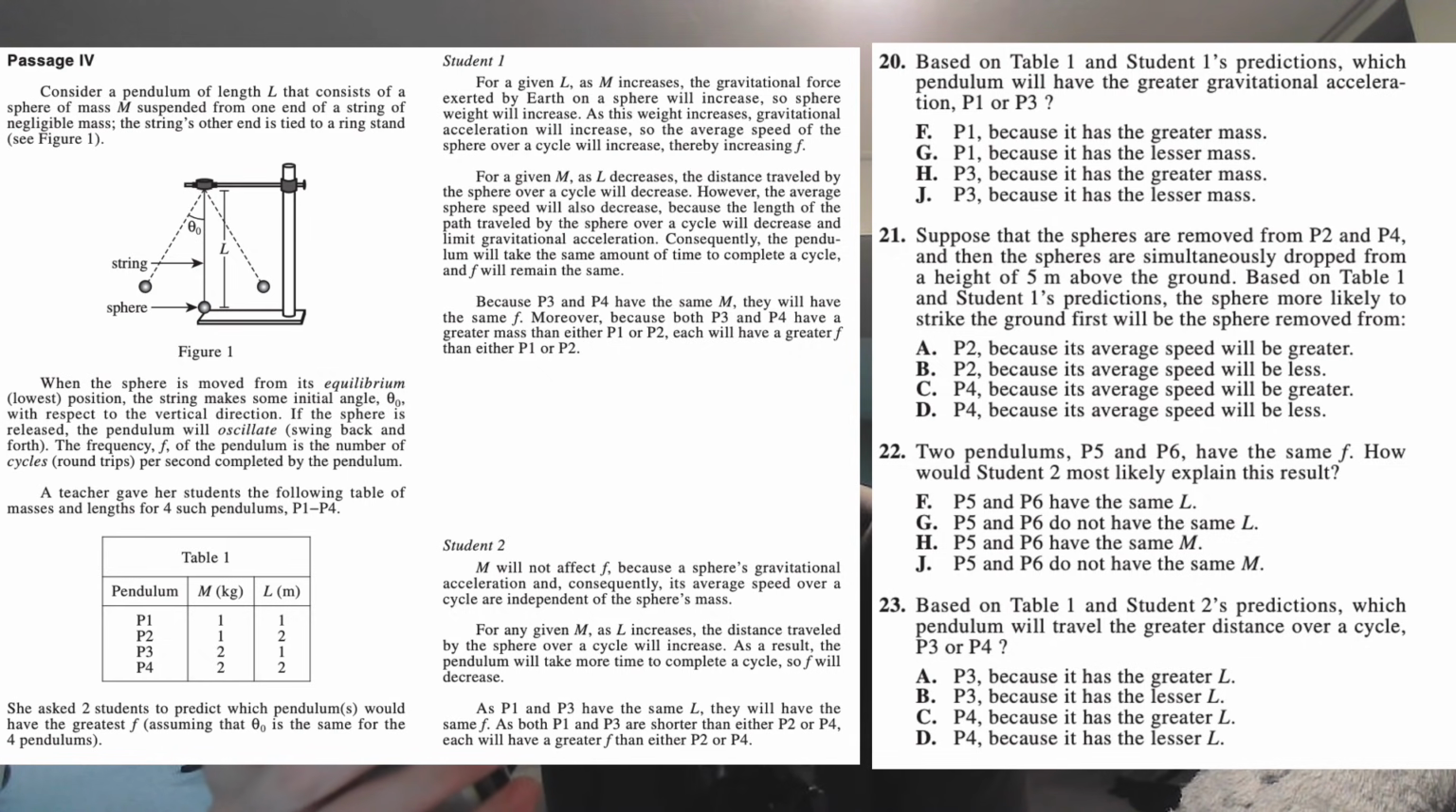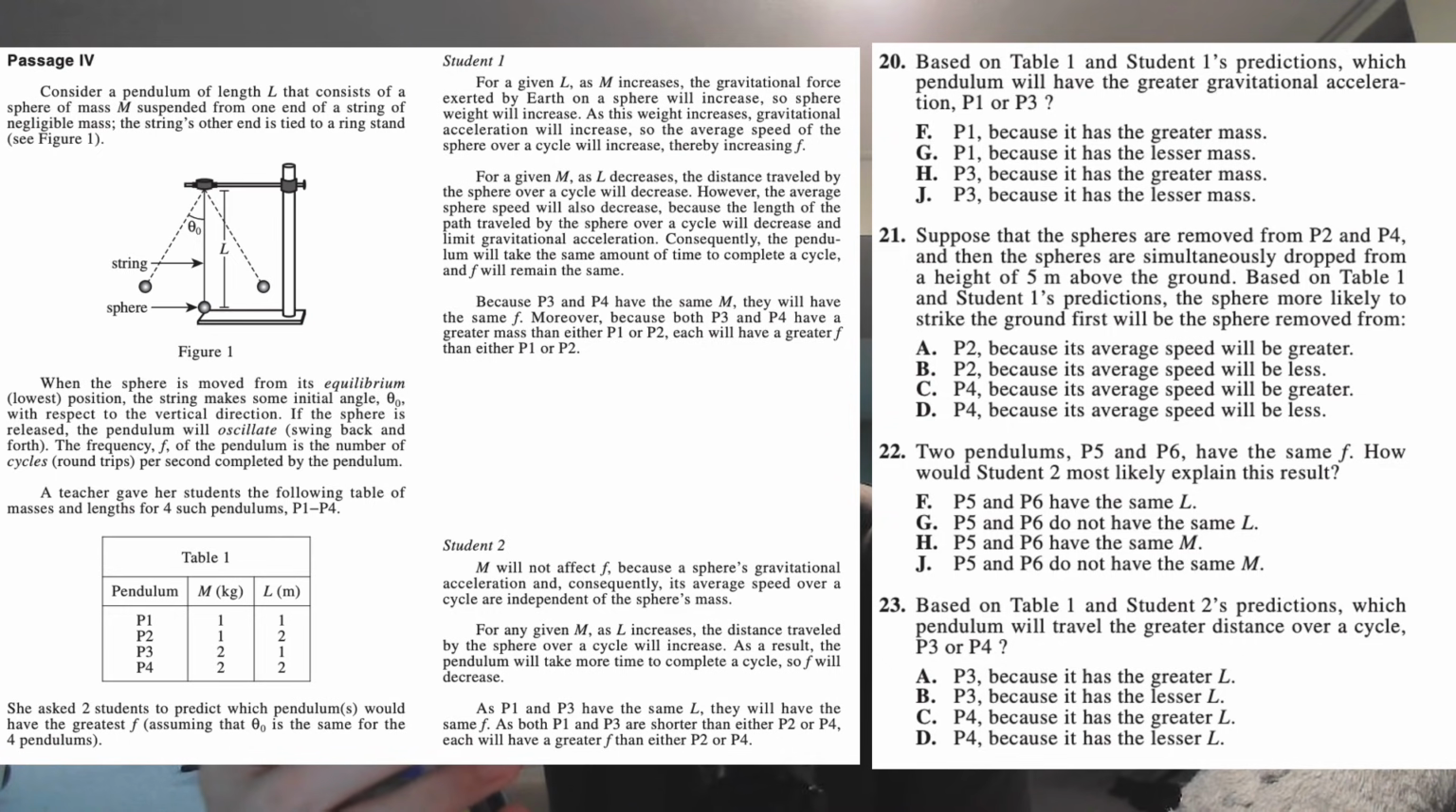Okay, so it says, for a given L, as M increases, the gravitational force exerted by Earth on a sphere will increase, so the sphere's weight will increase. As this weight increases, gravitational acceleration will increase. And that's exactly what we were looking for. The question asks, which will have the greater gravitational acceleration?